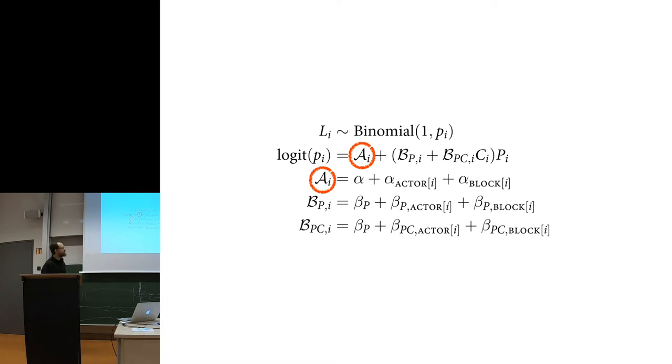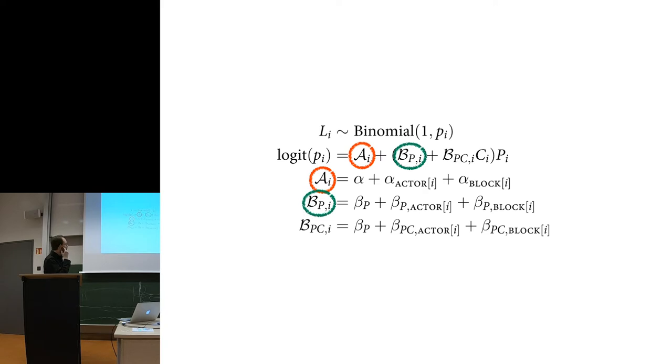First, there's an intercept for pull i. And the intercept for pull i is a function of a bunch of stuff. It's a grand mean alpha, and then offsets for actor and block. Yeah? This is just the varying intercepts model we did last week. Yes? Yeah, okay, there's some nodding. Thank you.